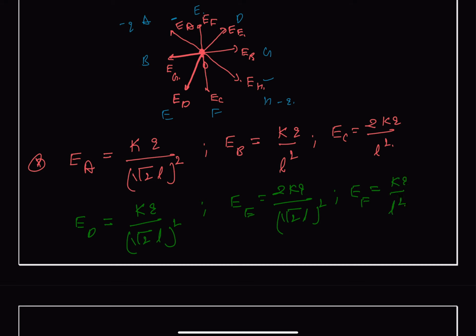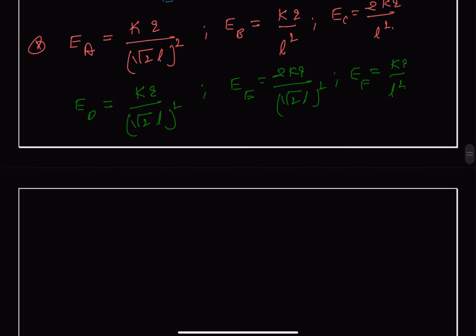and we are left with F, G and H. EG will be equal to 2KQ over L square, and EH is equal to KQ over square root of 2L whole square. So these are the respective electric fields.